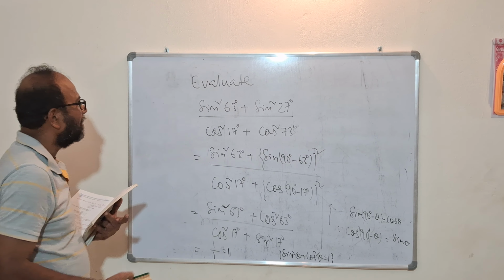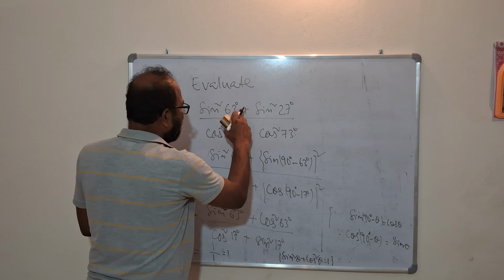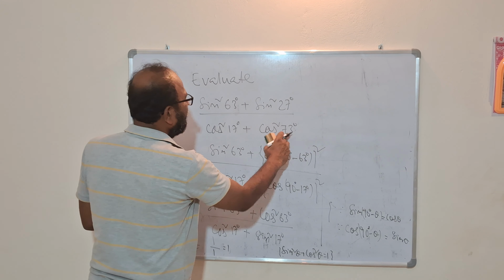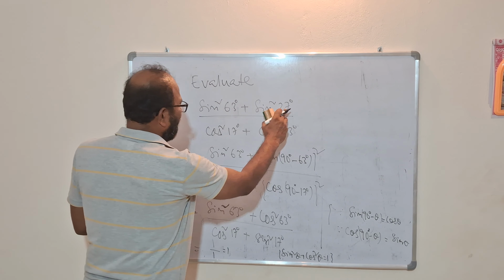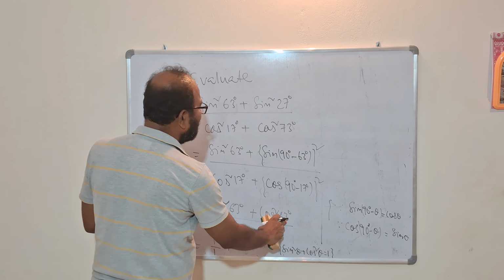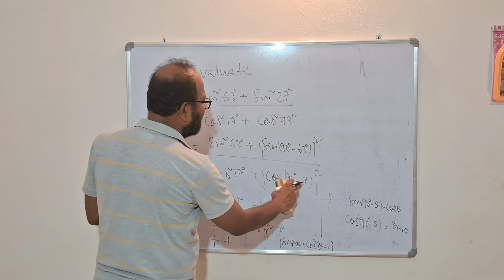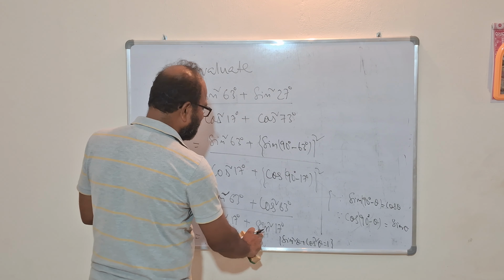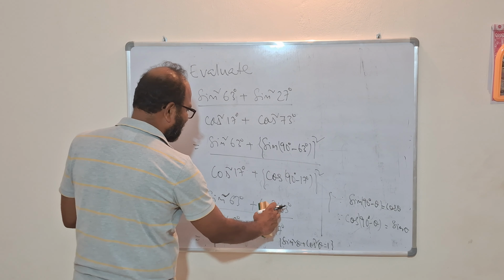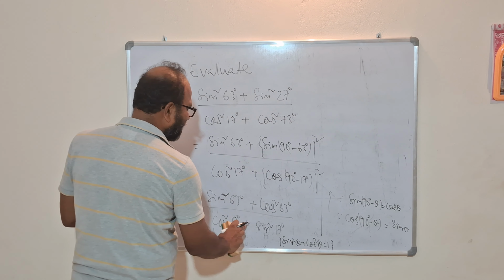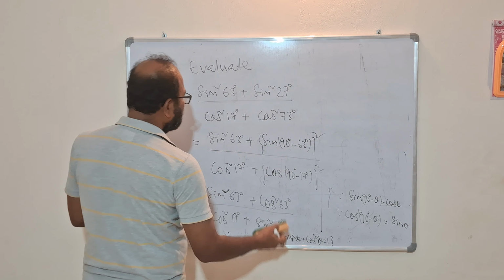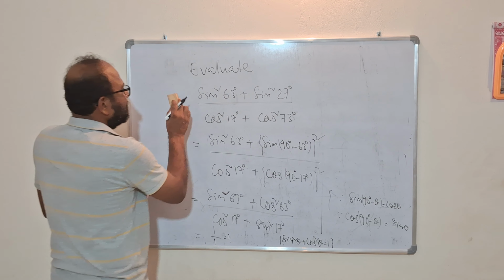Second problem we will solve. Sin square 63 degree plus sin square 27 degree by cos square 17 degree plus cos square 73 degree. We have converted 27 into sin square of 90 minus 63, that is cos square 63. Then here cos 90 minus 17 is converted to sin square 17 degree. Now sin square 63 plus cos square 63 is equal to 1, cos square 17 plus sin square 17 degree is equal to 1, so 1 by 1 is equal to 1. So next problem you will solve.